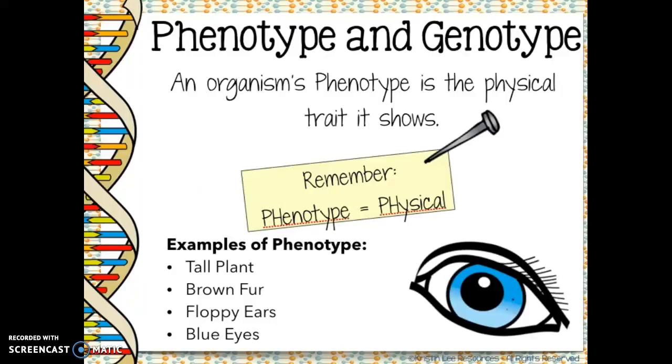A couple things that we need to remember when we're doing these. The first is phenotype. Try to remember phenotype, physical. They have the same beginning part of the word. An organism's phenotype are the physical traits. So whether a plant is tall or short, whether a dog has brown fur or black fur, whether a rabbit has flappy ears or straight ears, or whether you have blue eyes or brown eyes. These are all examples of phenotype.